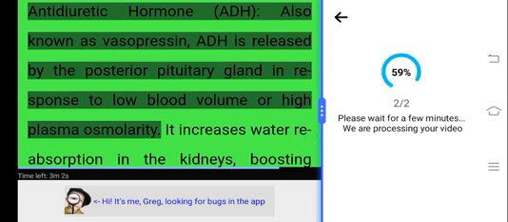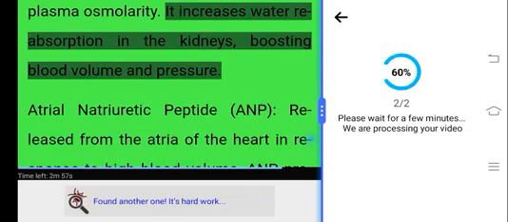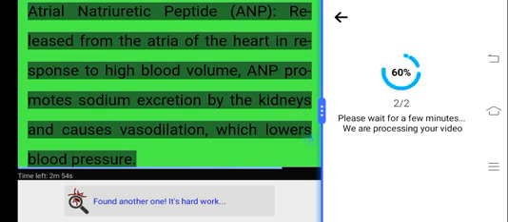Antidiuretic hormone, ADH, also known as vasopressin. ADH is released by the posterior pituitary gland in response to low blood volume or high plasma osmolarity. It increases water reabsorption in the kidneys, boosting blood volume and pressure. Atrial natriuretic peptide, ANP, is released from the atria of the heart in response to high blood volume. ANP promotes sodium excretion by the kidneys and causes vasodilation, which lowers blood pressure.